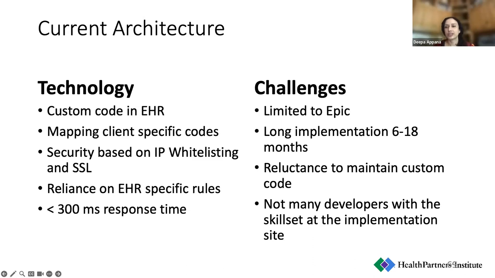The challenges of our current approach with implementing in a new system are, first, it's limited to Epic. It has a long implementation timeline, about 6 to 18 months, as we map these codes and get the connectivity figured out. And then there is a huge reluctance to maintain custom code. And there are not many developers with this type of skill set. So new places are reluctant to implement this into their system.